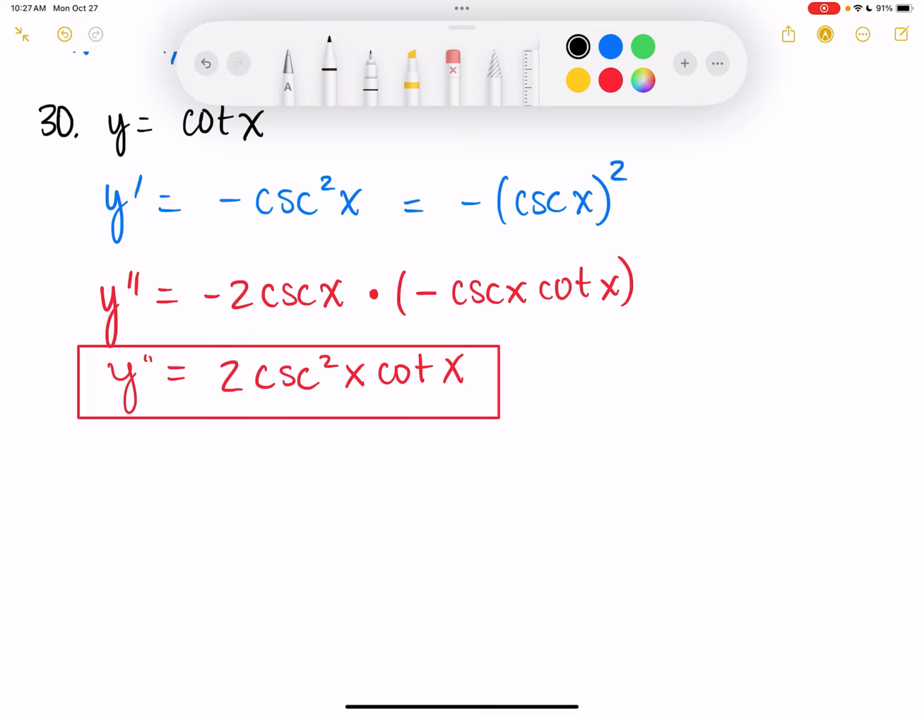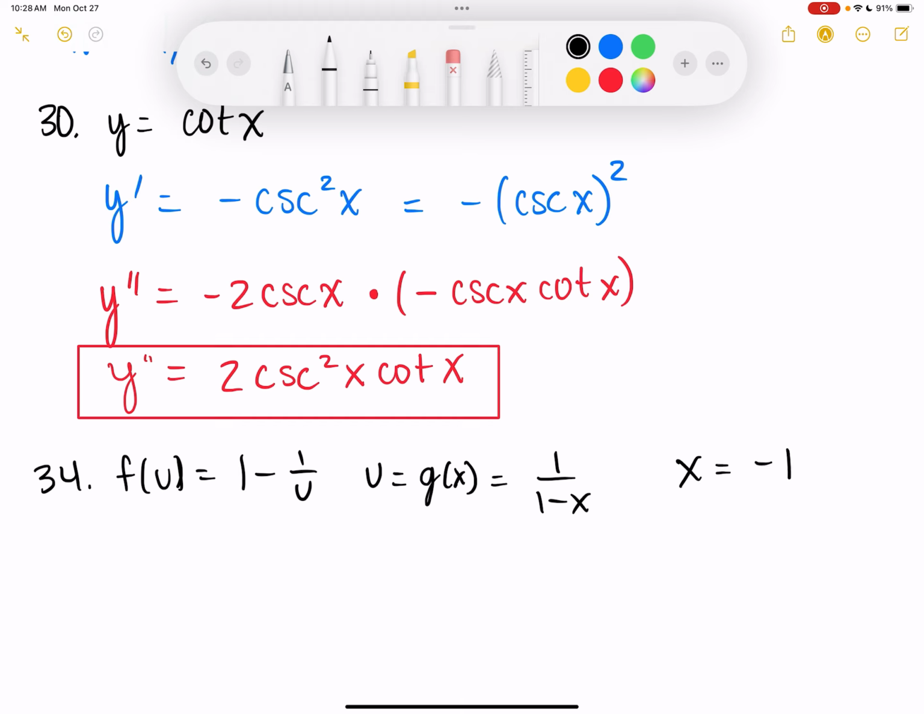So 34, we have f of u is equal to 1 minus 1 over u. u is equal to g of x, which is this 1 over 1 minus x. And they're doing it for when x is negative 1. So we're finding the derivative essentially of 1 minus 1 over 1 minus x, but we're just doing it in chunks. They've already essentially chain ruled it for us. We just have to take the derivative of each piece.